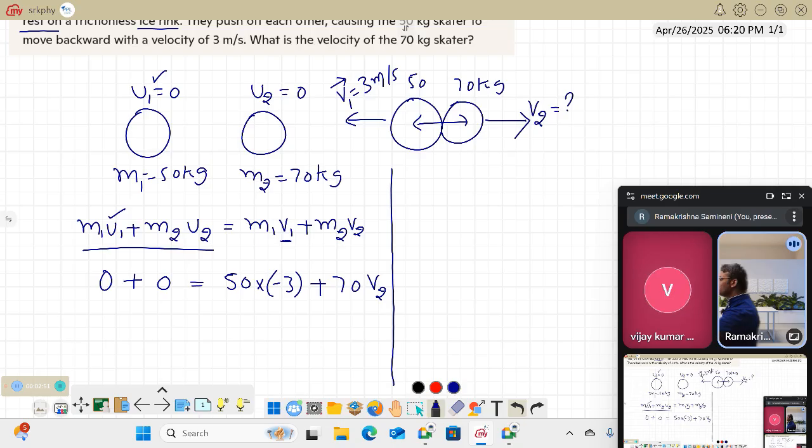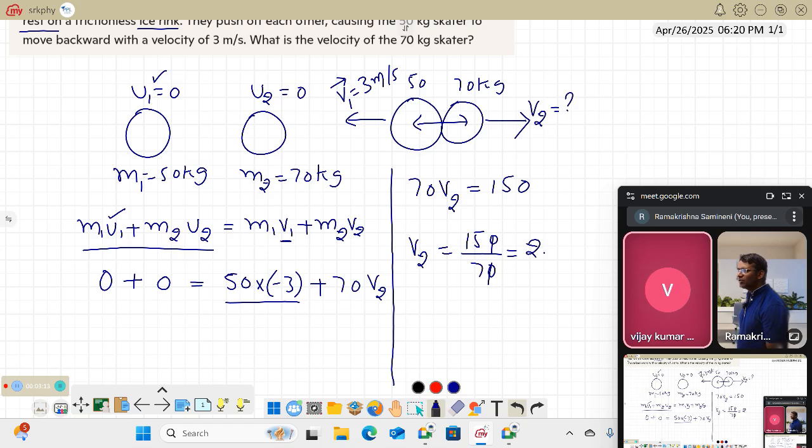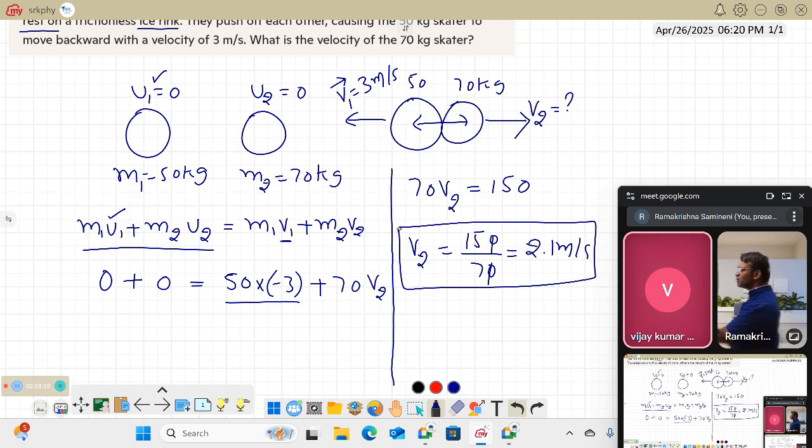So solving, how much are you going to get? 70 v2 is equal to 50 times 3, that is 150, with a minus sign, minus 150. If you move it to this side, it becomes plus. So v2 is equal to how much? That is 150 by 70. 0, 0 cancel, that is nothing but 2.1 meters per second. Yes or no? Yes, sir.